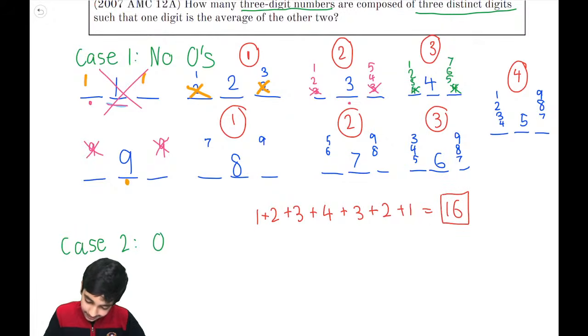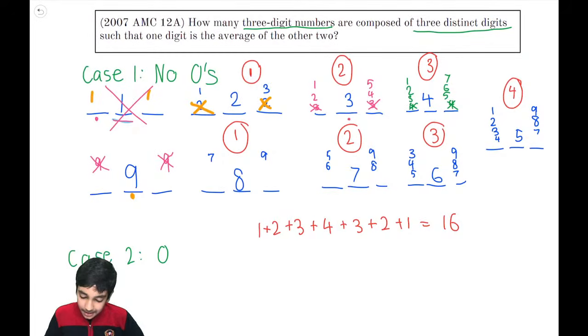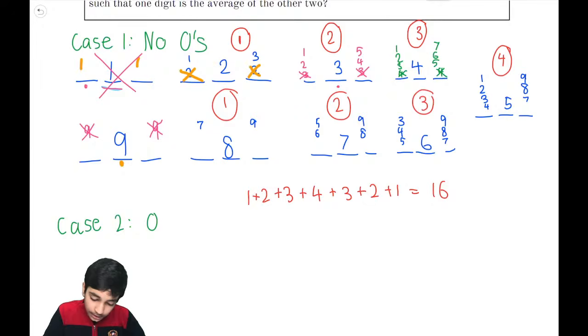Oh, that's not the answer, sorry. I did the same mistake last time. That's not the answer. We have the other case still. And we have to also account for arrangements. So 16 is the sum of all the possibilities here, except like I said earlier, we can also arrange the digits.